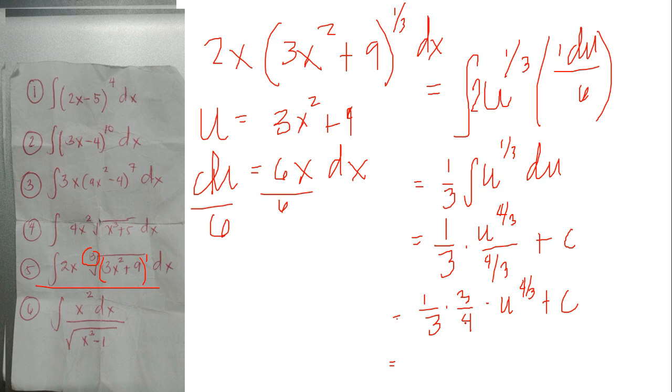So, next, we have 3 all over 12. Cancel, cancel. This is 1/4. Yung u natin dito is 3x squared plus 9, raised to 4/3 plus c.